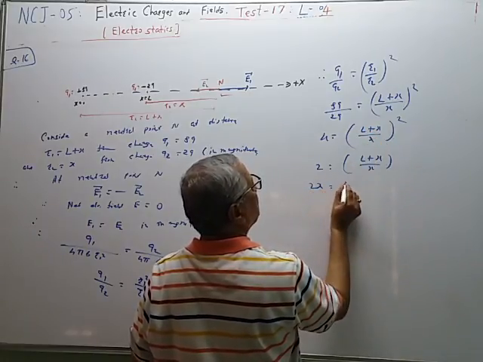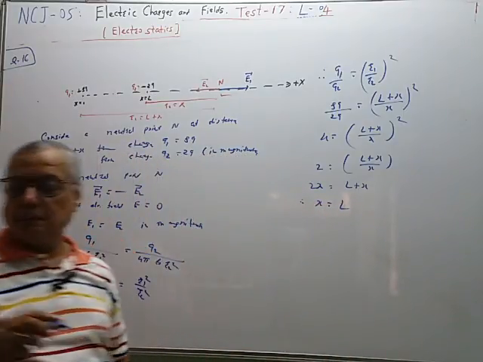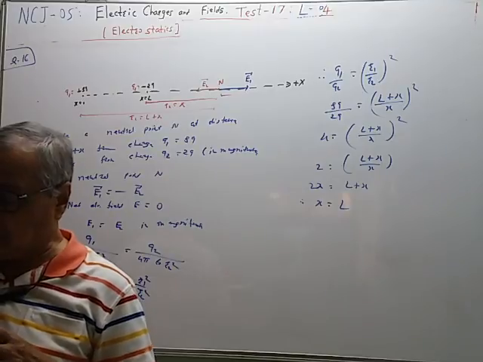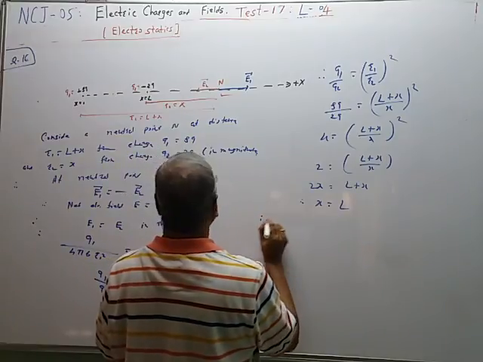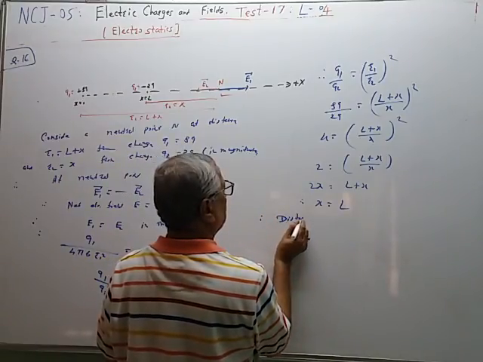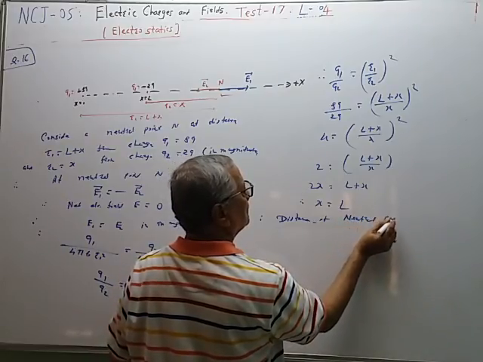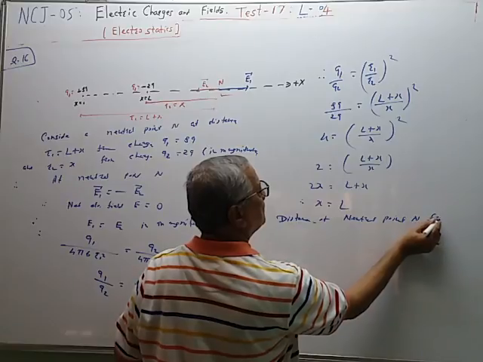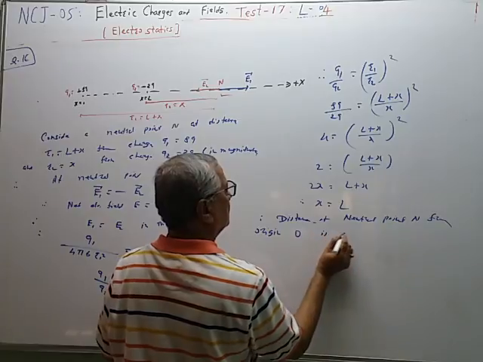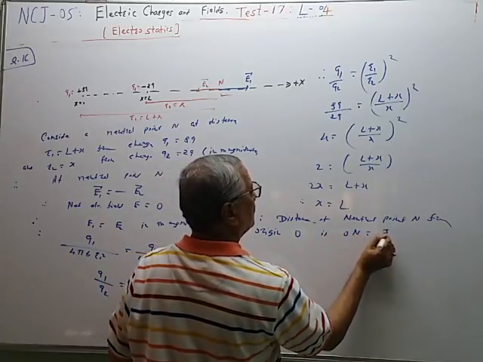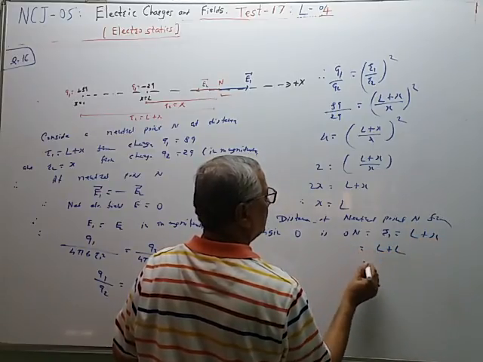And therefore 2 times X is equal to L plus X. Therefore X is equal to L. Therefore, the distance of neutral point N from origin O is ON is equal to R1 is equal to L plus X is equal to L plus L is equal to 2L.